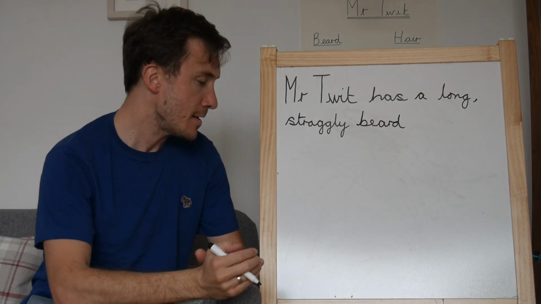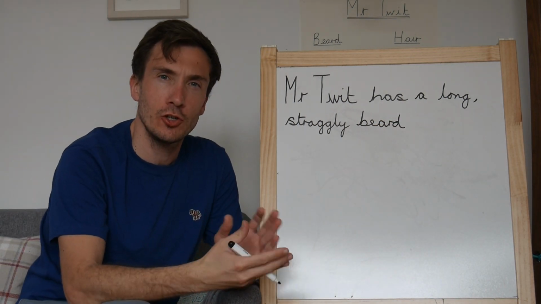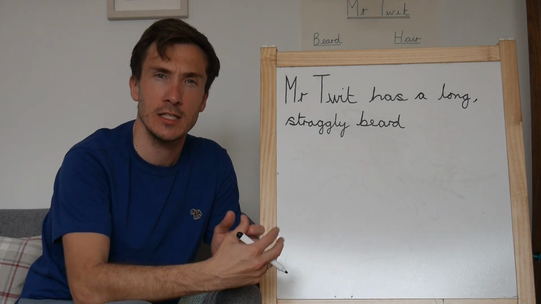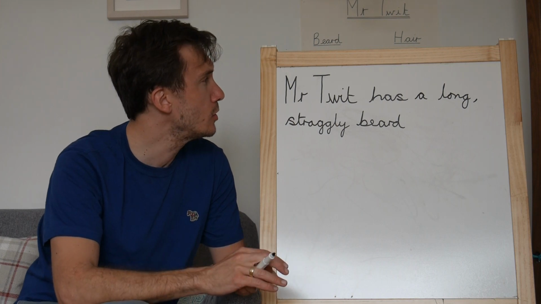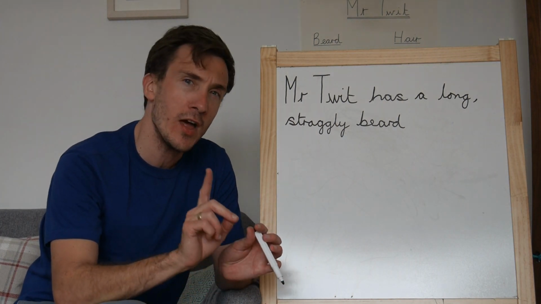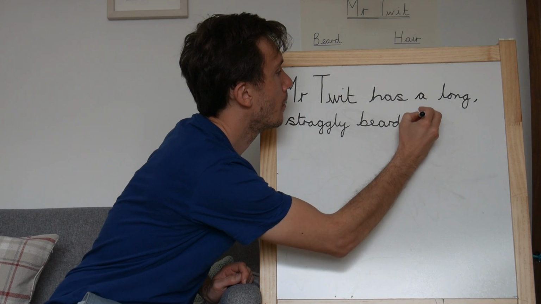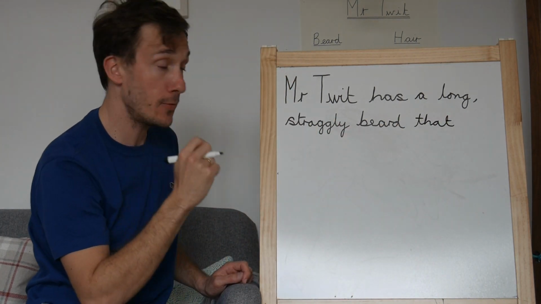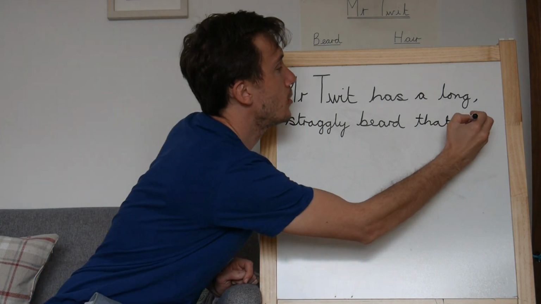Okay. Now I don't want to just leave it there, I'm going to use a conjunction now. So a conjunction is one of those connecting words that connects two parts of a sentence, two clauses. So Mr Twit has a long straggly beard that is covered.